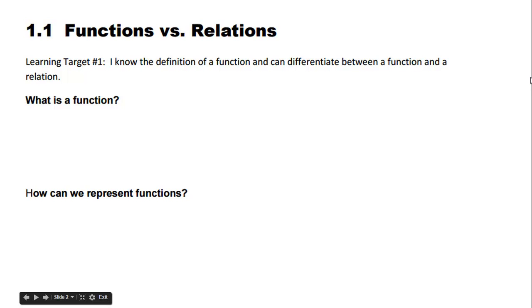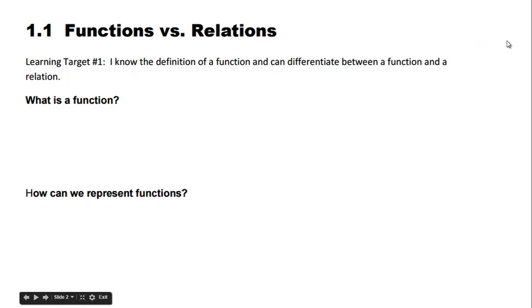So the learning target is, I know the definition of a function. So that's the purpose of today, to find out what a function is, and you can differentiate between a function and a relation. This isn't the best way of saying it. We should just say a non-function, because something can be a relationship and be a function at the same time, but if it's not a function, we just call it a relation.